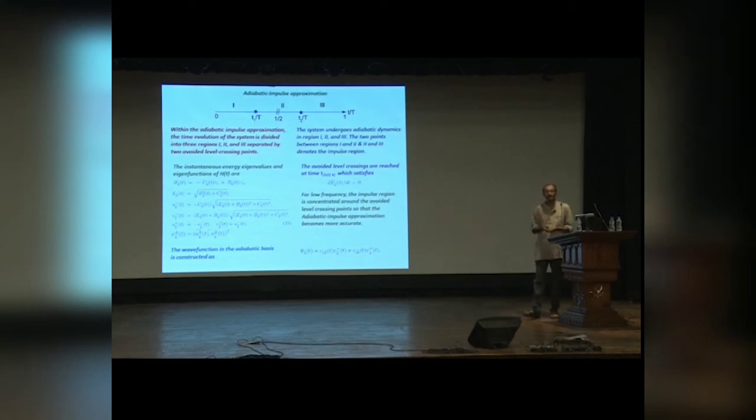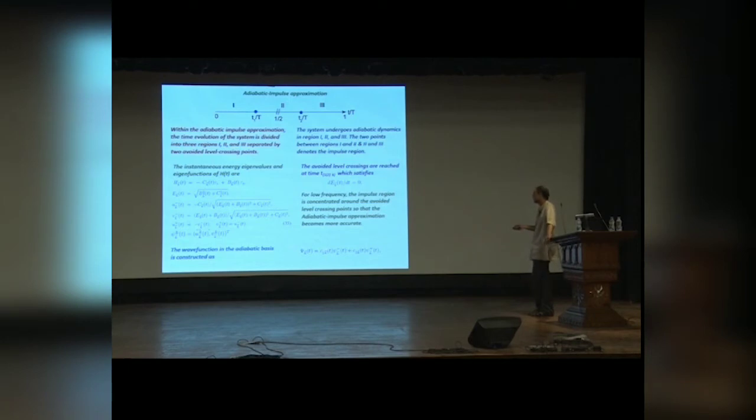Now this is an approximation which clearly becomes better when the frequency is small, because if the frequency is small compared to the gap, the area of production of excitation would be concentrated around the lowest gap points. That's standard. So the avoided level crossings divide it into different regimes, 1, 2, 3, and maybe many more, which are separated by these avoided level crossing points. We can calculate when these points are reached. They are reached when the energy gap becomes a minimum. And so for low frequency, this impulse region is concentrated around the avoided level crossing point, and therefore the adiabatic impulse approximation becomes more accurate.